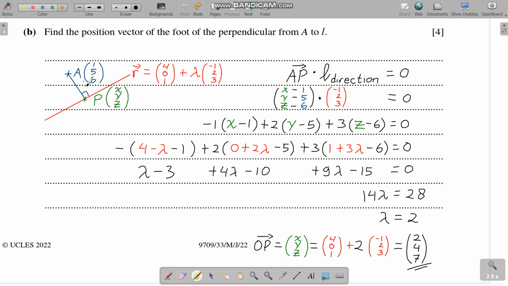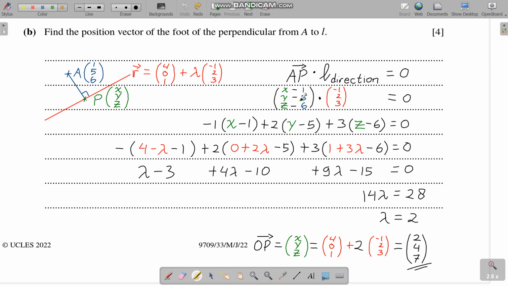Now we use the fact that since it's perpendicular, this direction dot this direction equals 0. Perpendicular means dot product equals 0. The vector AP is the coordinates of P minus the coordinates of A, so AP is (x minus 1, y minus 5, z minus 6). For the direction of L, we use this vector. Remember, this is just a random point on the line, and this is the direction of the line. So we use the direction vector and the dot product: -1 times (x minus 1), 2 times (y minus 5), 3 times (z minus 6).